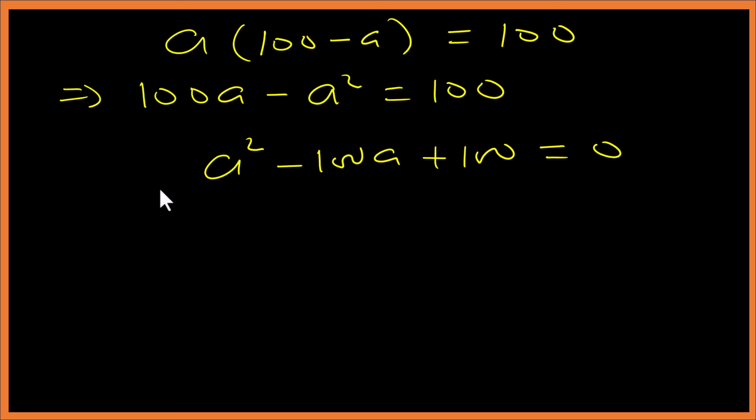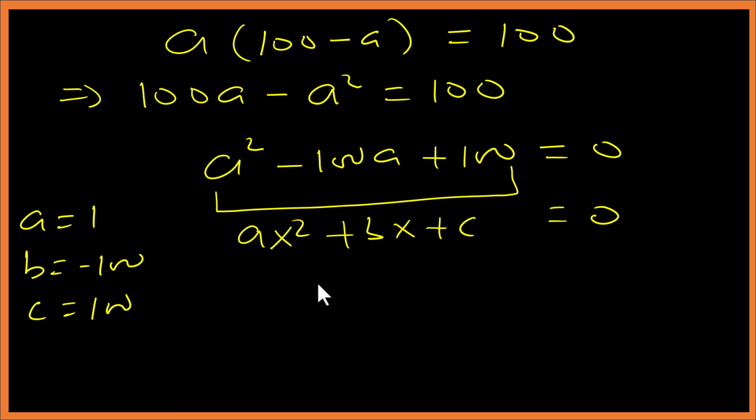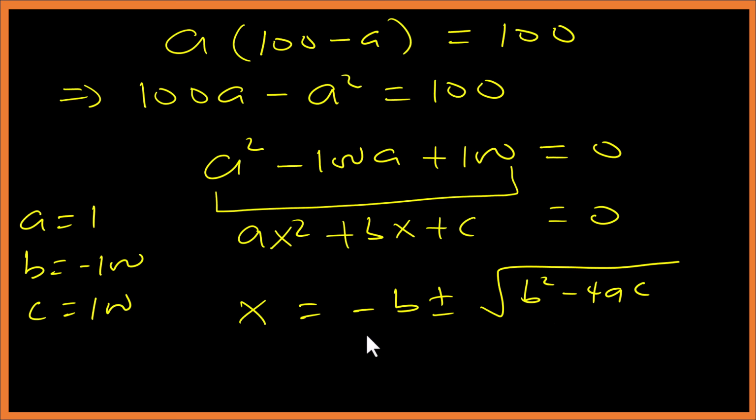So let's use the almighty formula as we compare this one with the general quadratic, ax squared plus bx plus c equals 0. We have a equals 1, b equals minus 100, and c equals 100. So x equals minus b plus or minus the square root of b squared minus 4ac, on 2a. As simple as that.